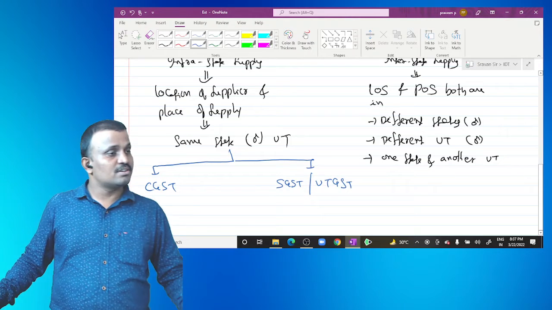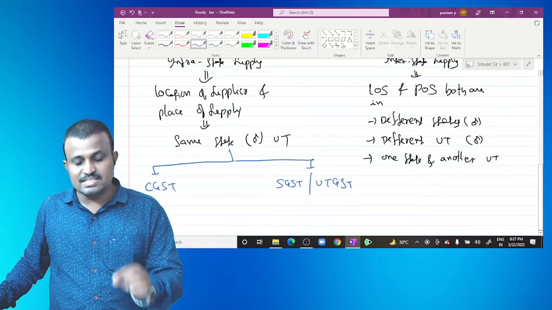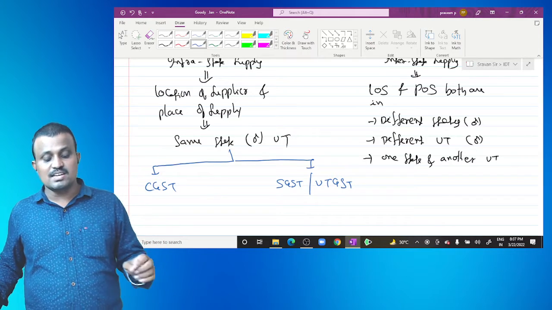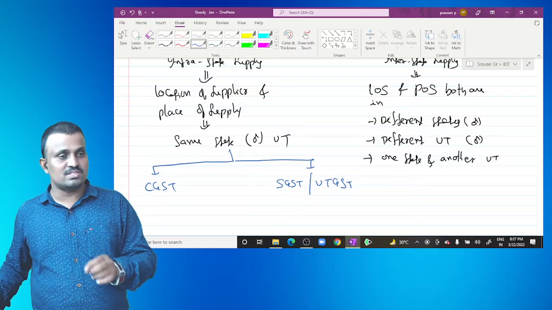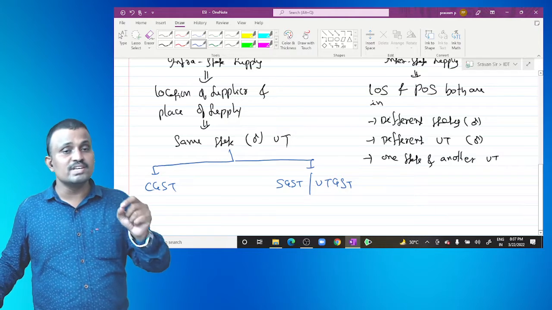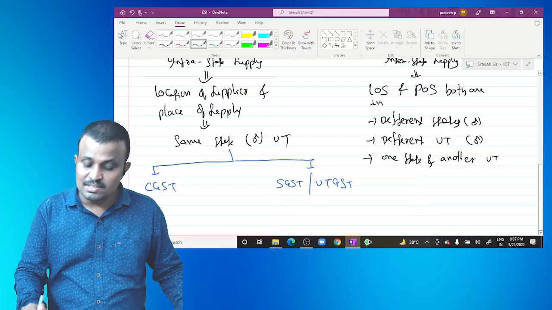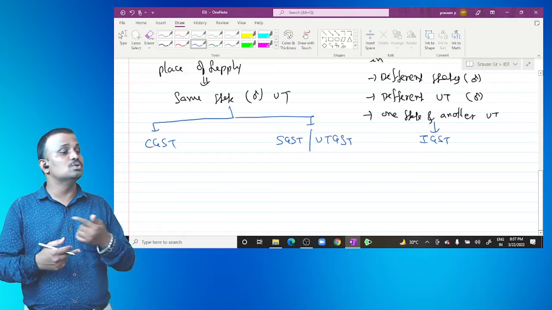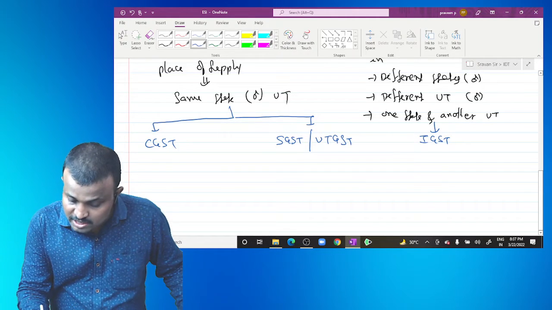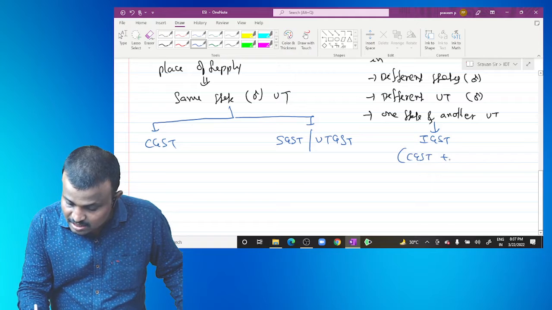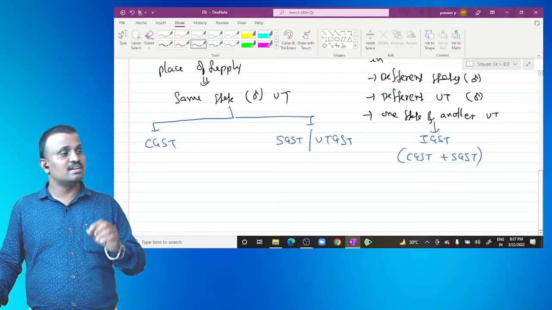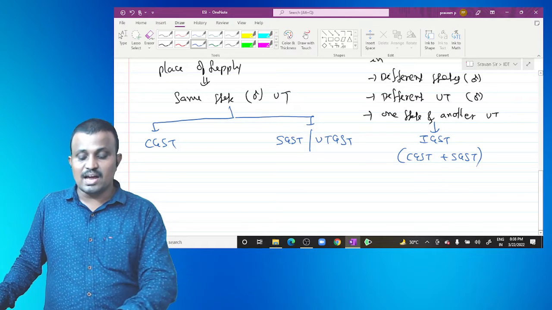CGST, SGST or UTGST. CGST stands for Central Goods and Service Tax. SGST stands for State Goods and Service Tax. UTGST stands for Union Territory Goods and Service Tax. And interstate supply is liable for what? IGST, Integrated Goods and Service Tax, which is the combination of what? CGST and SGST. So that is the IGST.